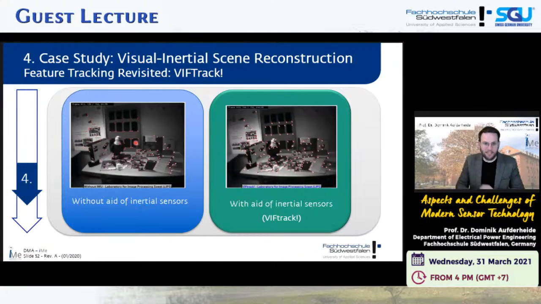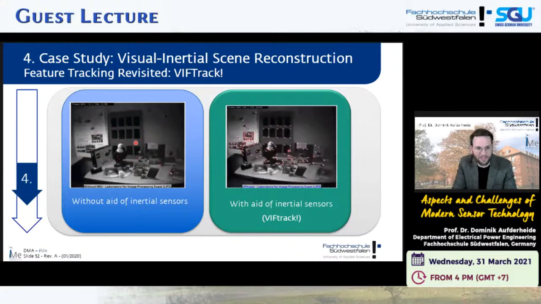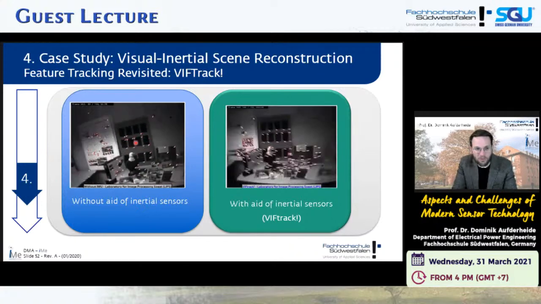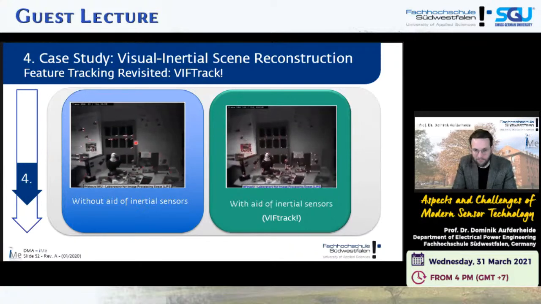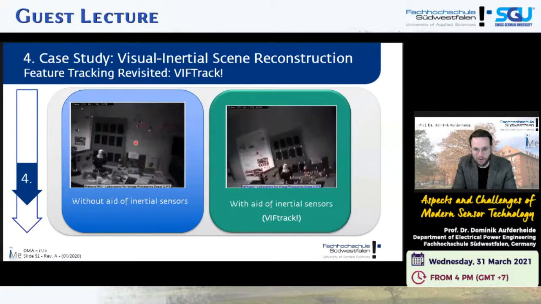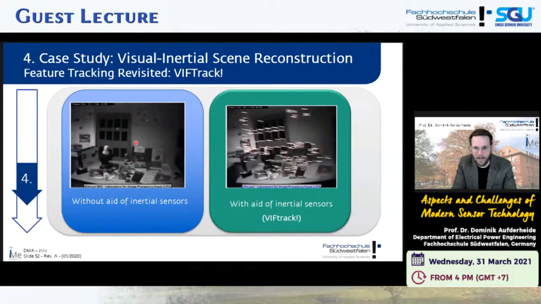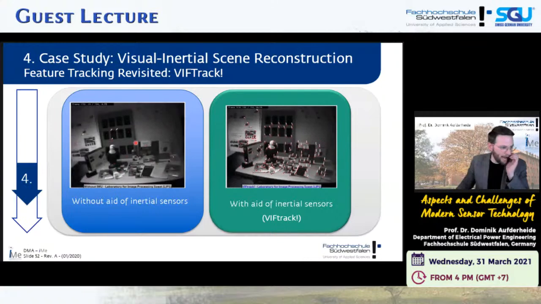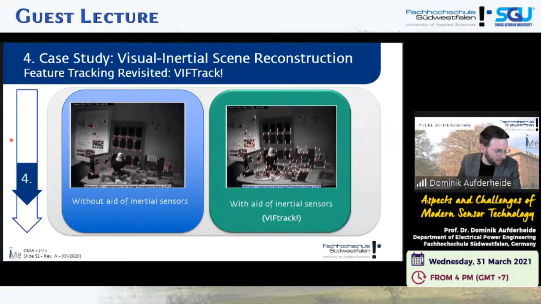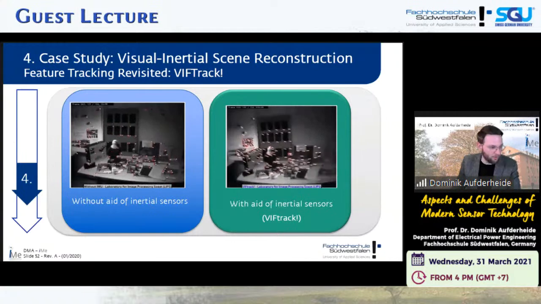What you can easily see is that on the left-hand side, when I start to move the camera faster, I'm always losing all of the feature points. On the right-hand side, where I use the inertial sensors to predict how these feature points will behave, they are much more stable, and I'm able to actually track those kind of sensor movements.